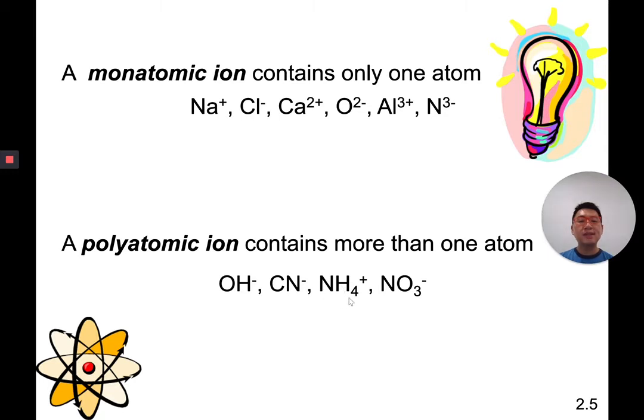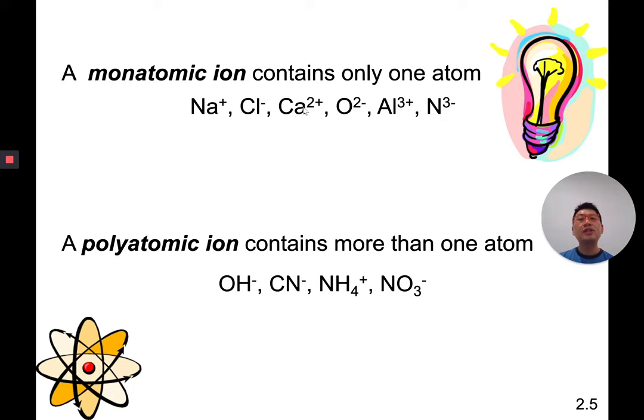NH4 plus, also known as the ammonium ion, lost one of its electrons, became positive. NO3 minus, also known as a nitrate ion, gained an electron. That's why it's -1. So here, sodium plus, positive, means it lost an electron. Negative means it gains an electron.